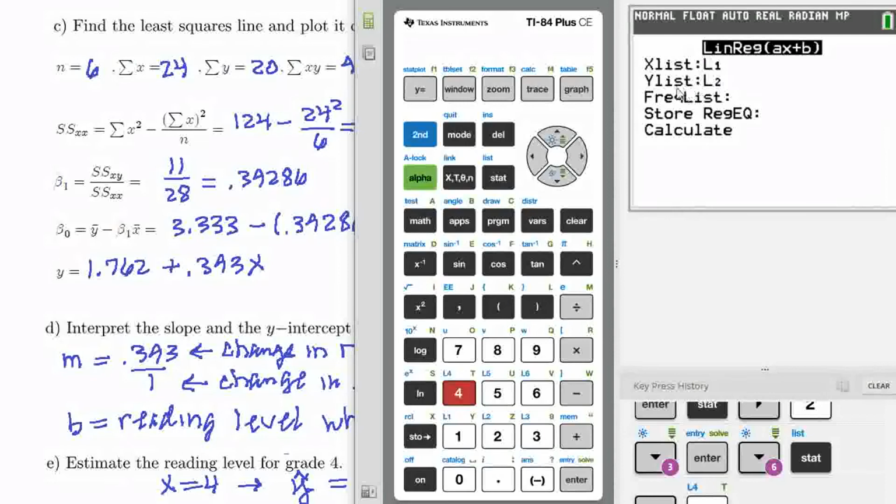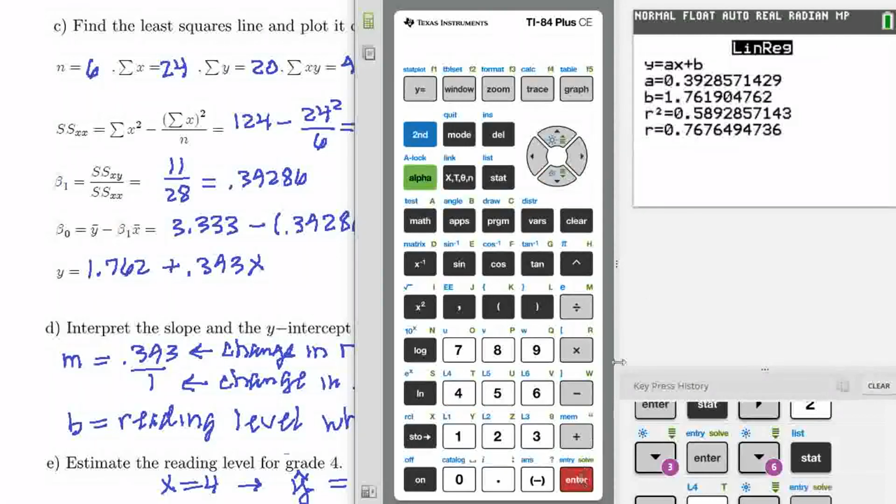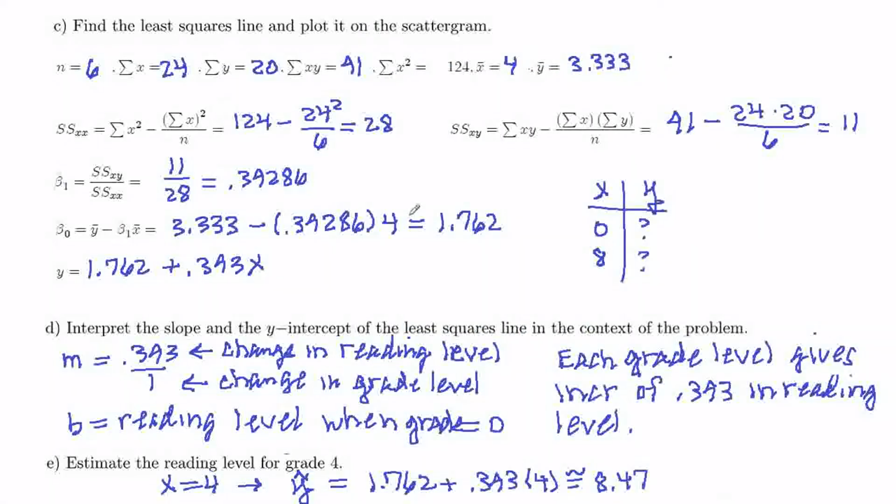X list is 1, Y list is 2, calculate. And there we see our slope of 393 and our y-intercept. And then we got R squared and R values in there too. So you can always double check. If I have you do this Canvas problem, you can go right to the calculator, although I may have you give me some of the intermediates here.